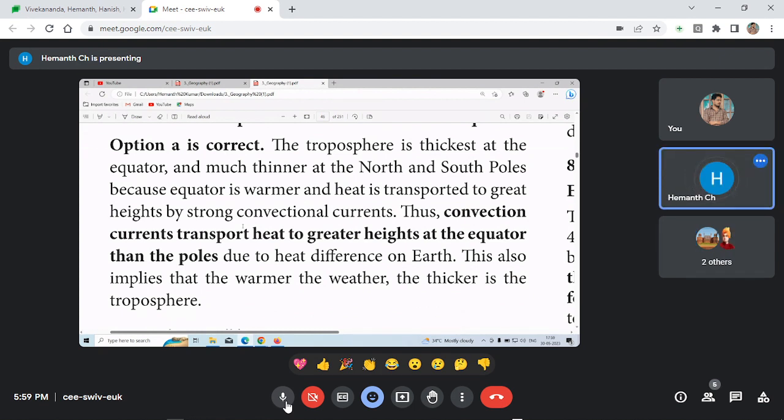This implies that the warmer the place, the thicker is the troposphere. Next.